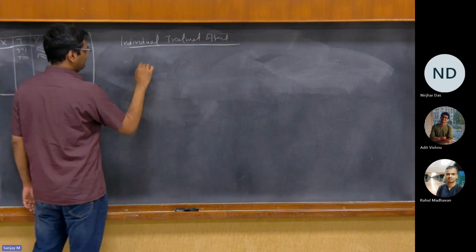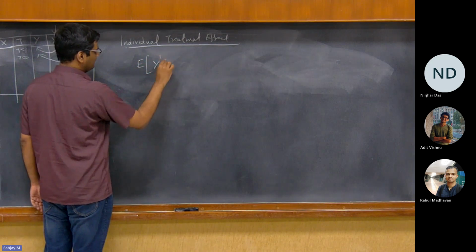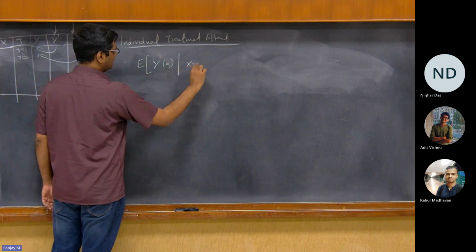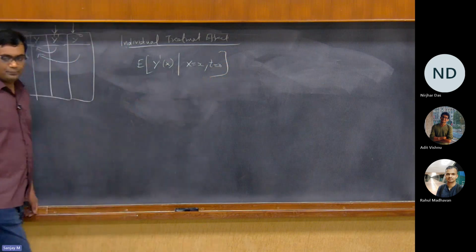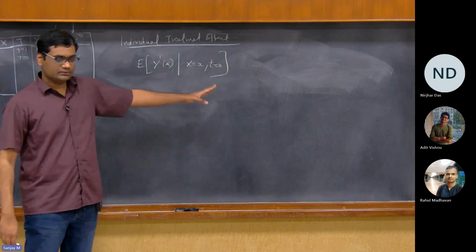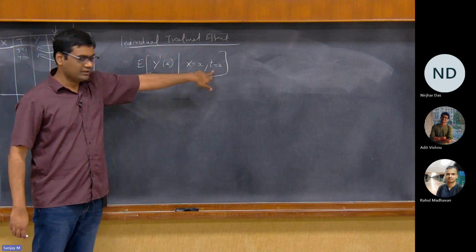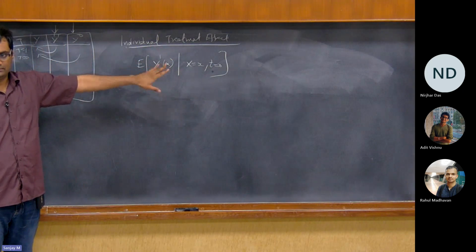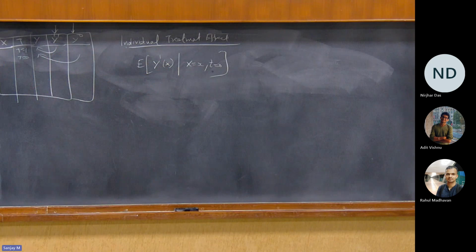So you can define the individual treatment effect to be the expected value of Y1 of X, conditioned on X equal to X, but the person was not treated, right? So you would like to estimate this. It's a part of the individual treatment effect. Of course, if the person was not treated, you would like to know what would happen if the person was treated this way, right? Now, immediately applying the ignorability, right?